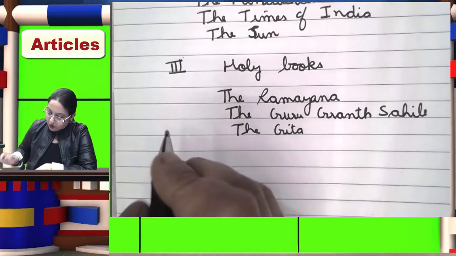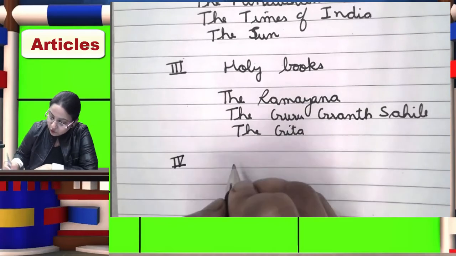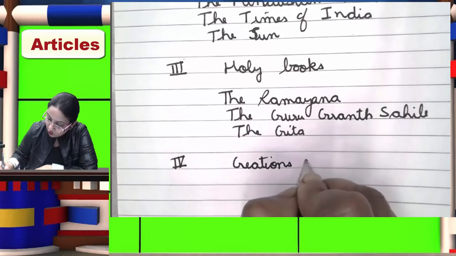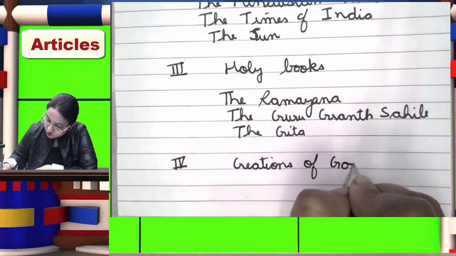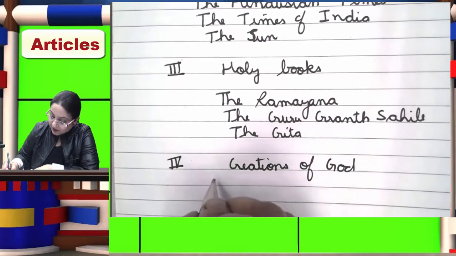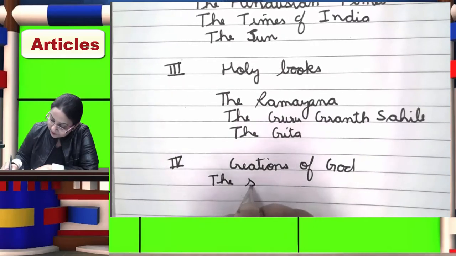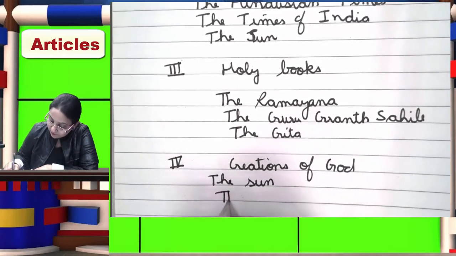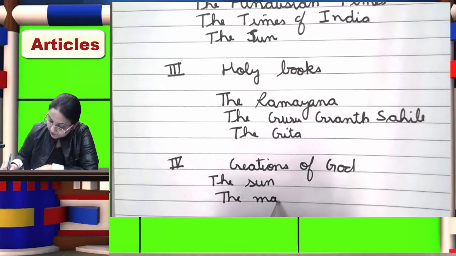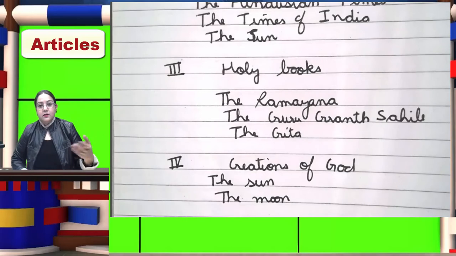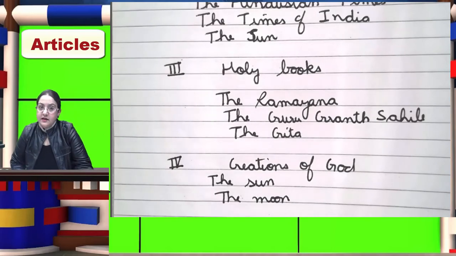Okay. Now when we are talking about the sun, the moon, or when I am talking about the creations of God, whenever I am talking about the creations of God, I say the sun, or I say the moon, the sun, the moon, the earth, they are one of their kind. So here again I am using the article the.